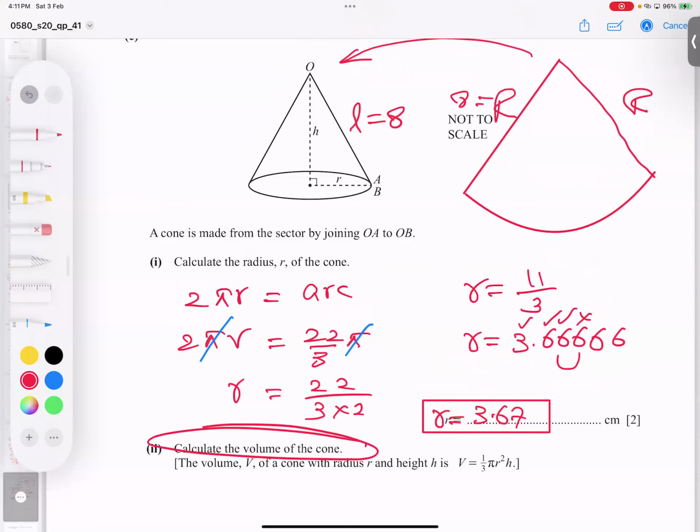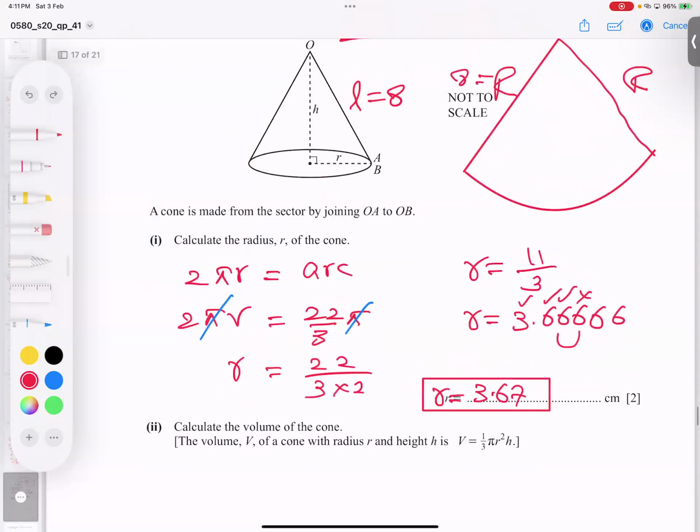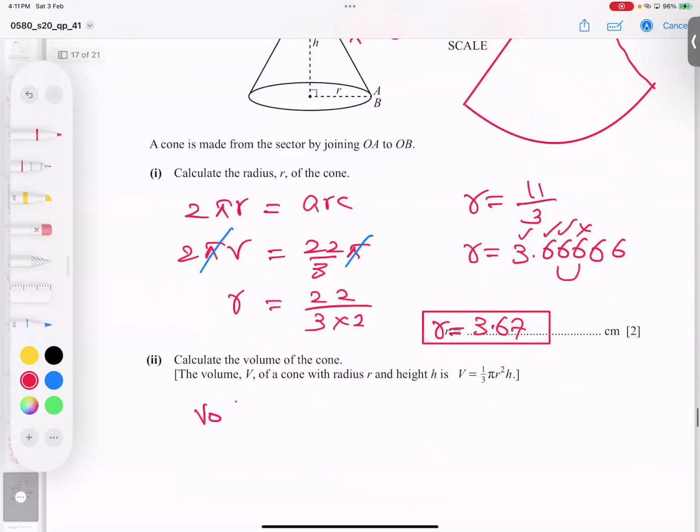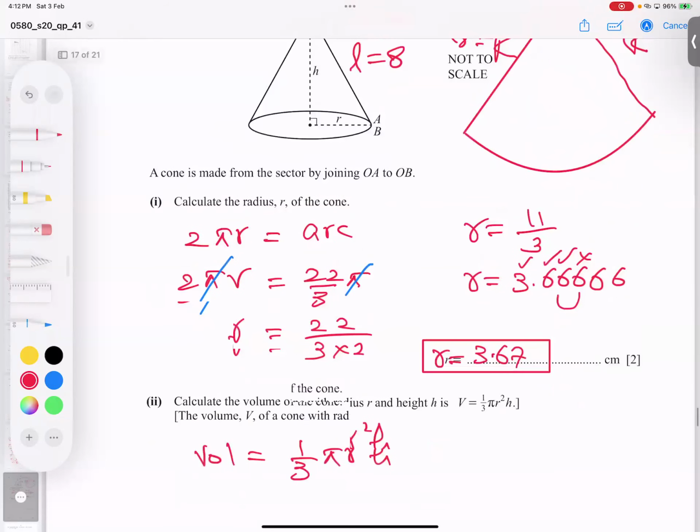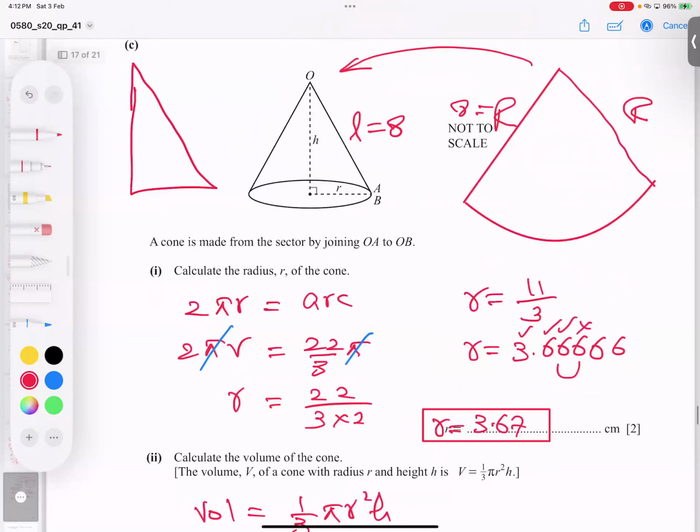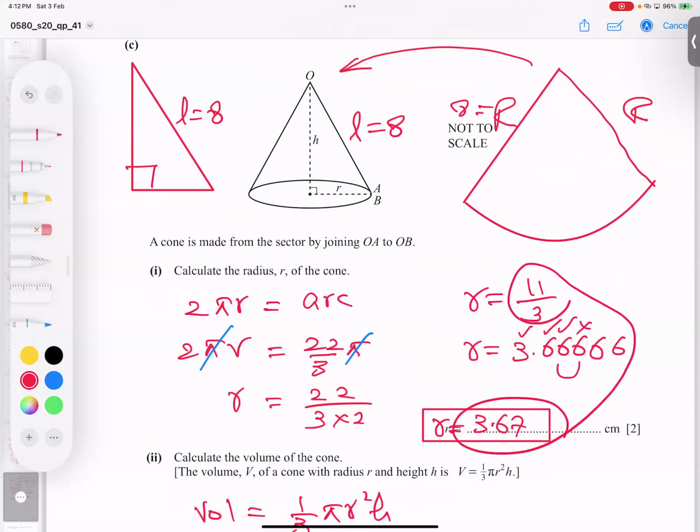The volume of the cone. And the volume of the cone formula, you know what I'm writing here: 1 over 3 pi r squared times h. But the problem with us is that the height is unknown. This is where we have to apply Pythagoras theorem logic. The slant height L is 8. The radius, I just got, is 11 by 3. I'm writing 11 by 3. So the only problem is the height is unknown.